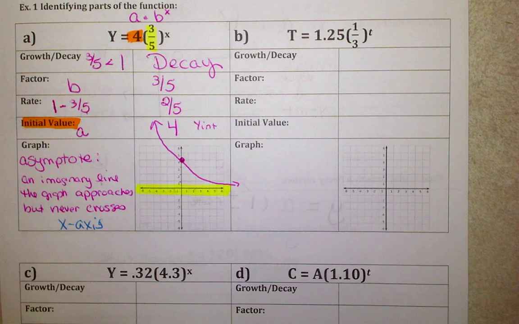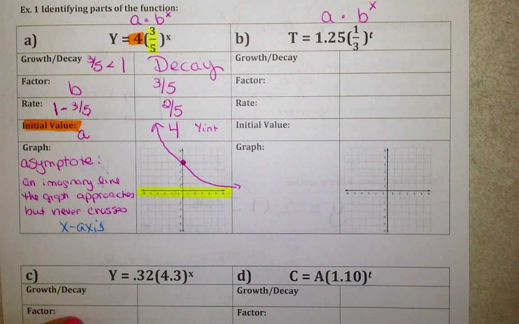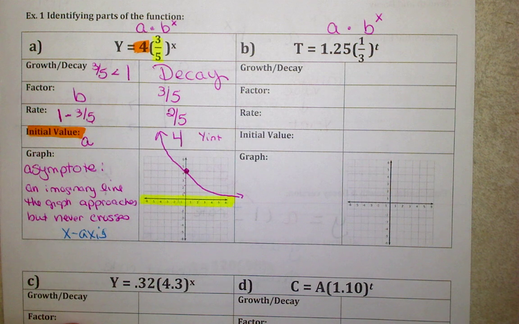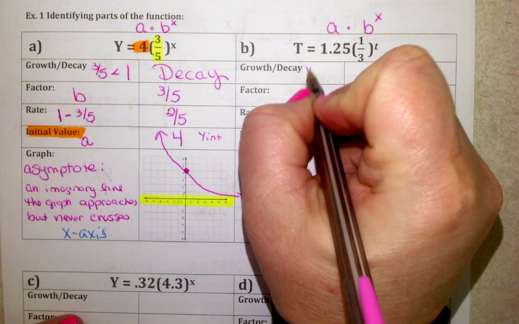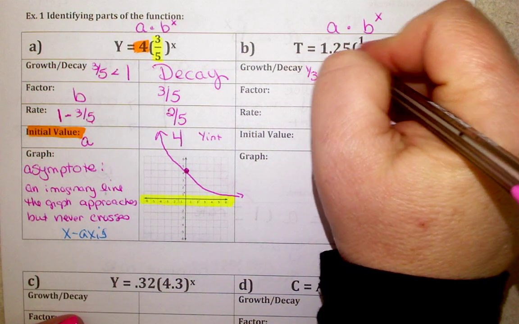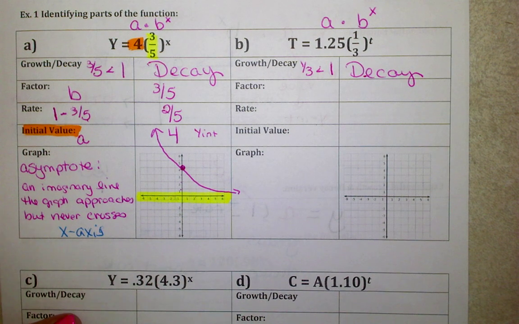All right, so looking at b. Again, it's in the form a times b to the x. Okay? All right, folks, is this a growth or decay problem? It's decay because 1/3 is less than 1, isn't it? So that would be decay. All right, so what is your growth factor?